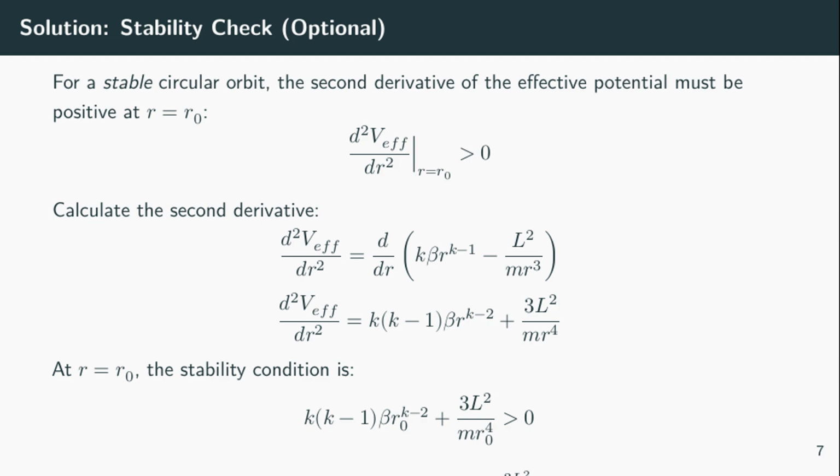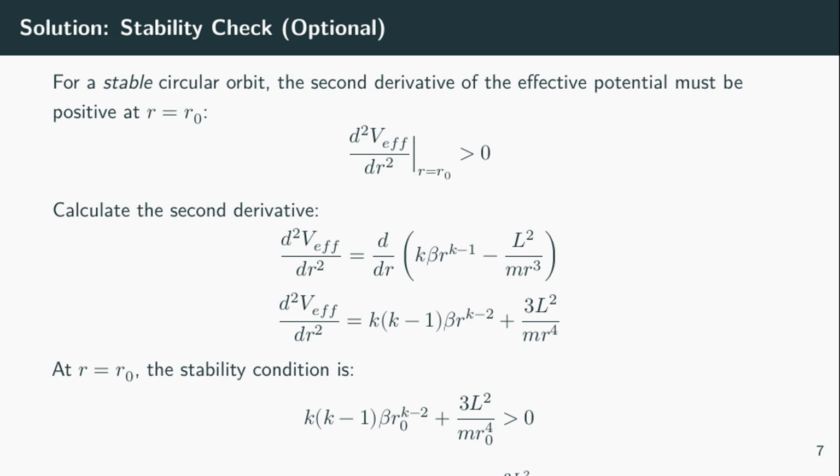The question also specifies that the orbit is stable, which is a good check. For a circular orbit to be stable, the effective potential must have a minimum at the orbital radius r0. This means the second derivative of the effective potential with respect to r must be positive when evaluated at r0. So, the condition for stability is that the second derivative evaluated at r0 must be greater than 0. Let's calculate the second derivative. We take the derivative of the first derivative we found earlier. The result of this differentiation is shown here.